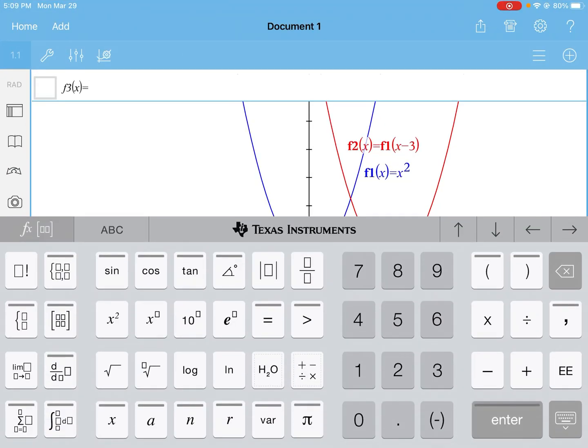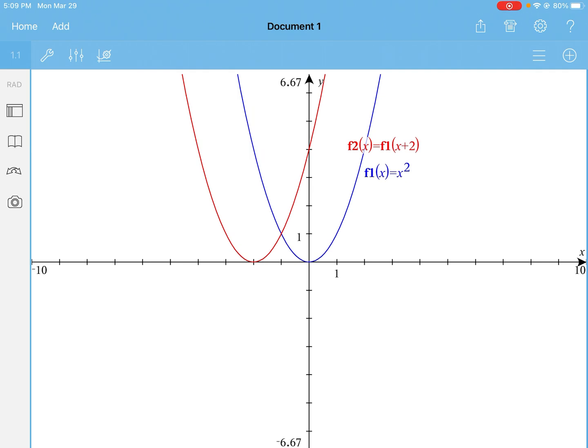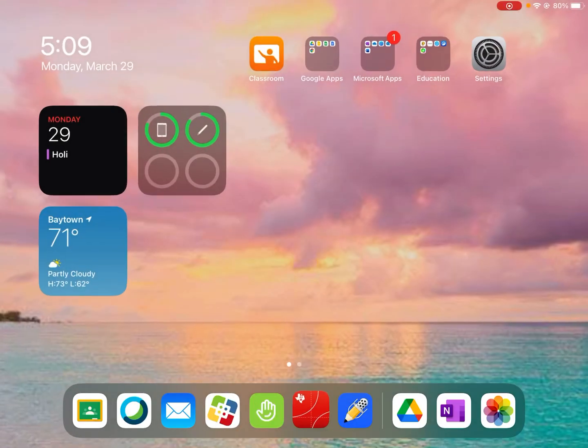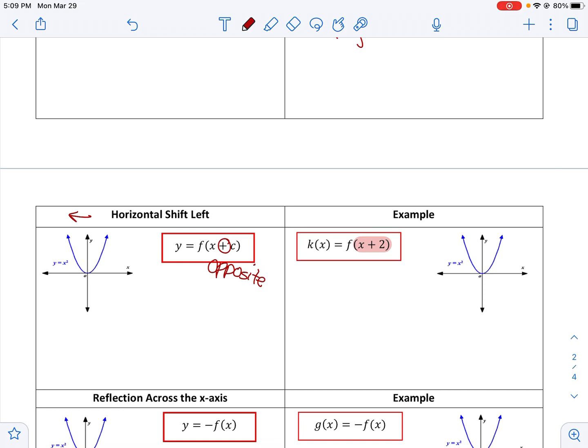So I'm going to hit tab or the circle with a plus. I'm going to go up. I'm going to edit inside my parentheses, and it's going to say x plus 2. Close my parentheses. I hit enter. So notice how the red graph now moved to the left 2 units. So this was a horizontal shift to the left 2. So 1, 2, it moved over 2 units just like that. And we're just doing a rough sketch. Nothing needs to be perfect as far as the graphing.